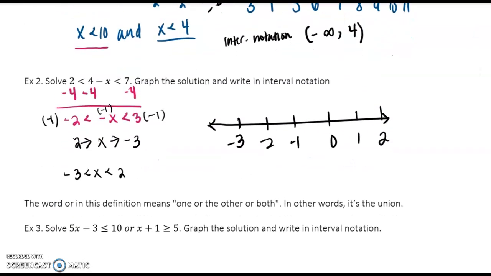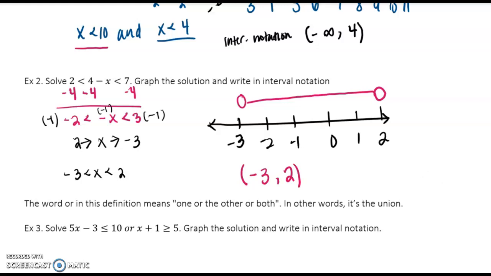So you start at -3. You have an open parenthesis because there's not an underline there. And then you end at 2 with an open circle again because it doesn't have an underline, and that would be our graph. And then if you look back at the chart, the interval notation would be from -2 to 2 with parentheses on both sides because of the open circles.